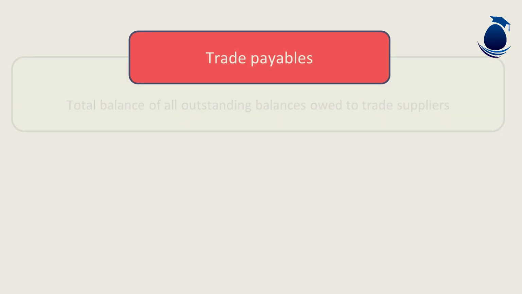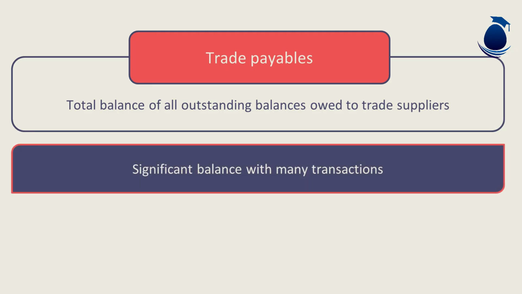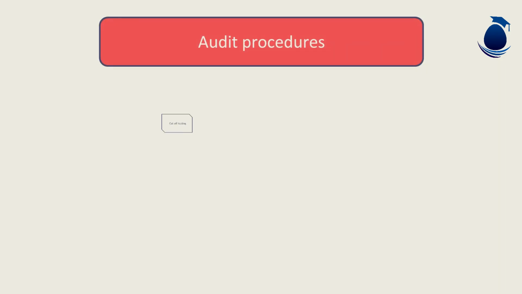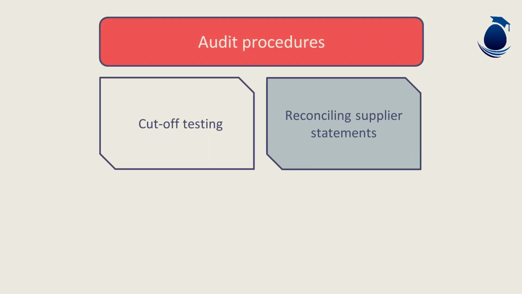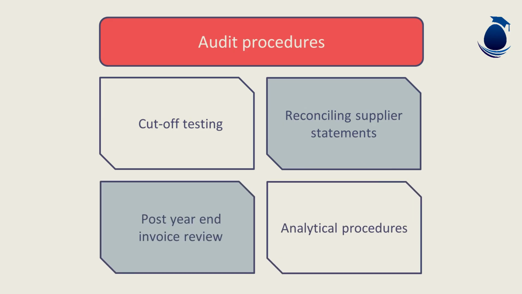Trade payables is the total balance of all outstanding balances owed to trade suppliers. This could be a significant balance with many transactions, and therefore, several audit procedures will be carried out on many transactions selected. Audit procedures will include cut-off testing, reconciling supplier statements, post-year-end invoice review, and some analytical procedures.